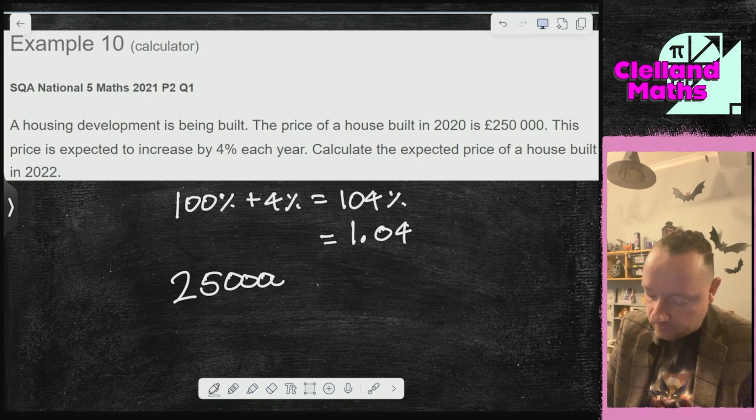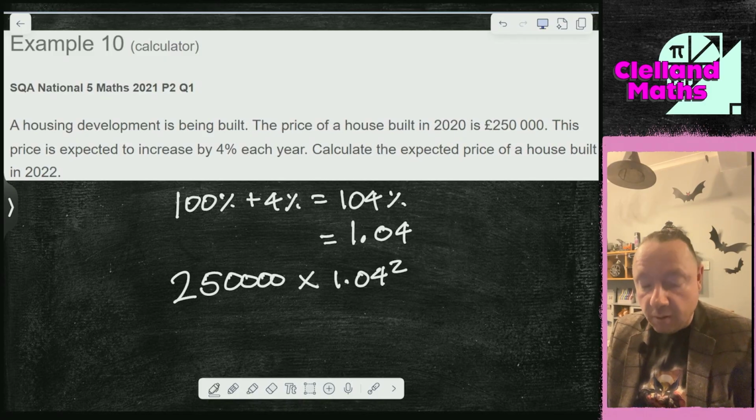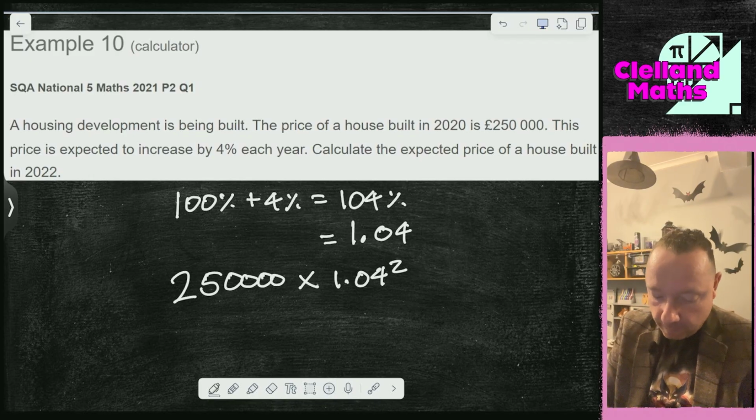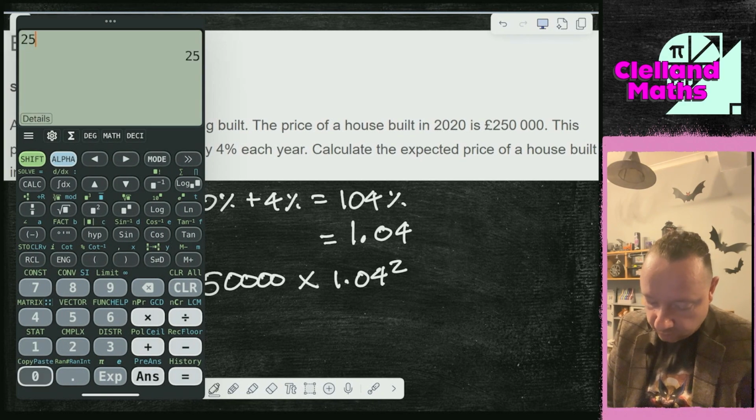250,000 times 1.04 to the power, well, how many years is that? 2020 to 2022 is 2 years. If you can get that far, you've got 2 marks, one for the 1.04 and one for the power of 2. Now it's just getting the answer. 250,123 times 1.04 squared is 270,400.